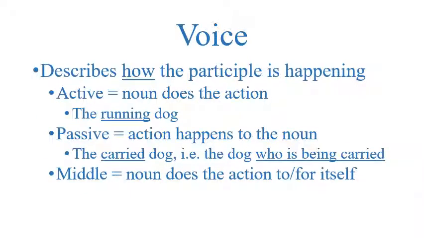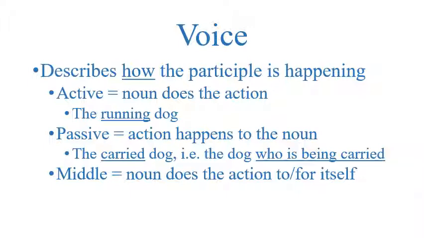The second verbal aspect, voice, describes how the participle is happening. And specifically, it describes how the action of the participle relates to the noun. We have three possibilities: active, passive, and middle. In the active, the noun does the action. The running dog. The dog is the one doing the running. In the passive, the action happens to the noun. The carried dog, or as we'd probably say, the dog who is being carried. The action is happening to the dog.